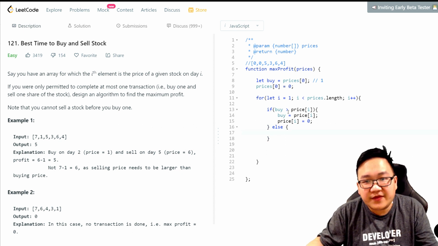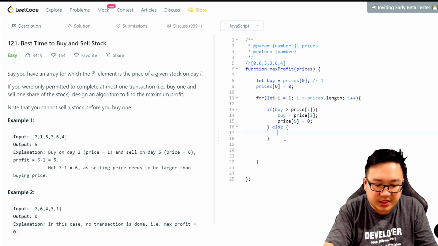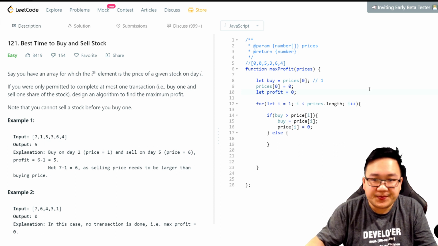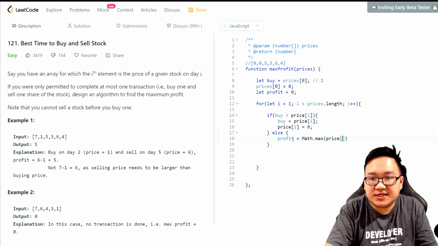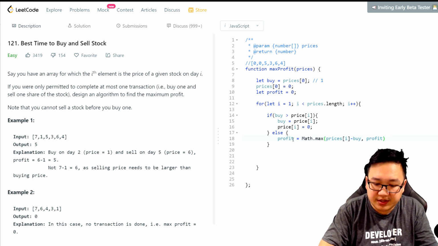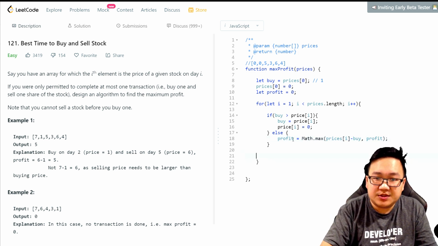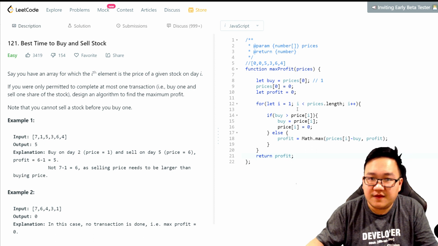Let's make another statement. What if the price I bought at is not greater than my existing price? That means I'm making a profit. So here I can create another variable, let profit equal to 0 for now. Profit would effectively be the Math.max of the existing profit and the price at the particular point I'm at minus what I purchased. This keeps track, as I iterate, of the maximum profit I'm going to make. And then I could simply return the profit. I believe this would solve the problem.